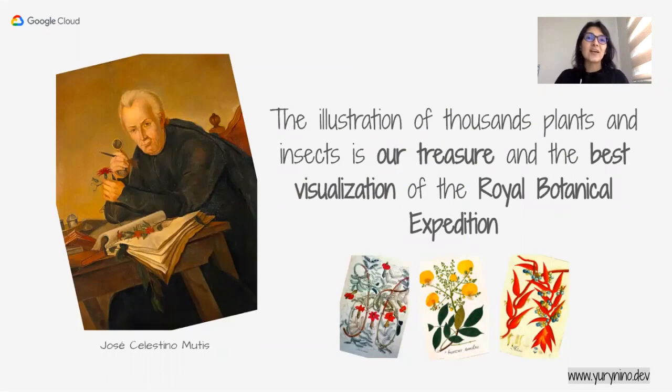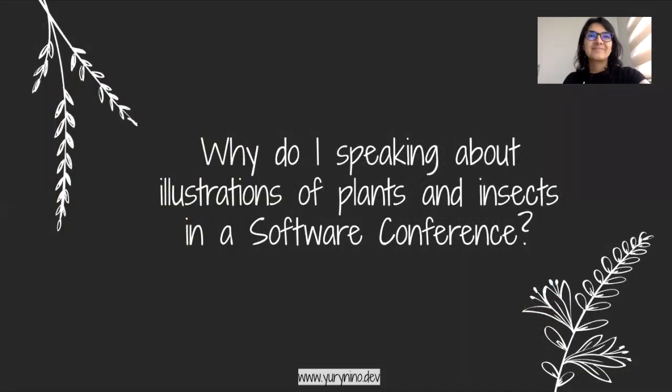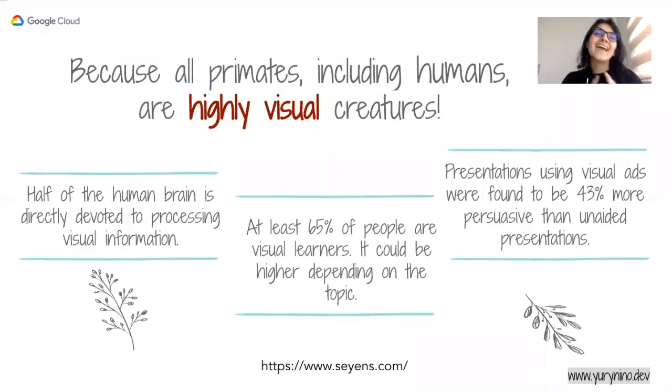His illustrations are a visual treasure of the flora and fauna of our country and the best visualization of the Royal Botanical Expedition. Probably many of you are asking, why am I speaking about the illustration of plants and insects in a software conference? The answer is because humans are highly visual creatures. And probably it was one of the reasons for José Celestino Mutis to draw more than 5,000 flowers and insects.